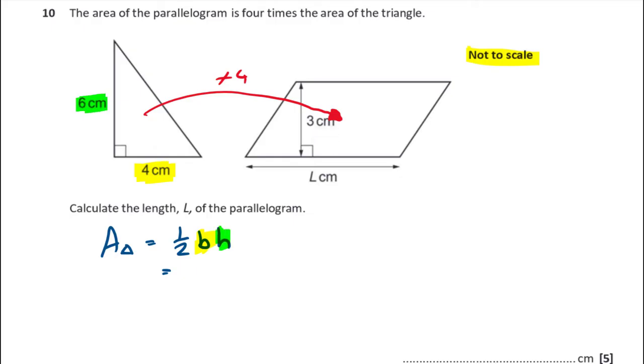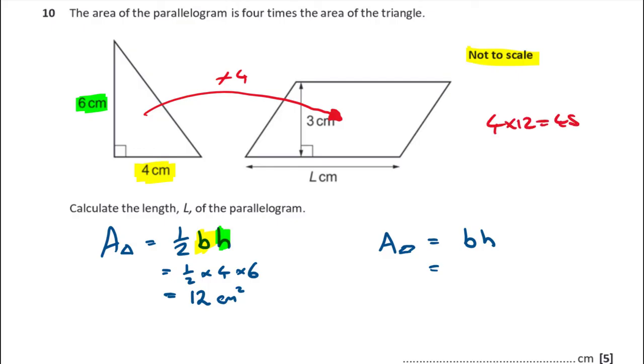Okay, so let's sub those numbers in. That's a half times 4 times 6. Well, half of 4 is 2, and 2 times 6 is 12. So that is going to be 12 centimeters squared. Now, area of parallelogram is simply base times height, isn't it? Because it's just a pushed over rectangle. So in this case, we know what the area is already. It's 4 times the area of the triangle. 4 times 12, that's 48, isn't it?